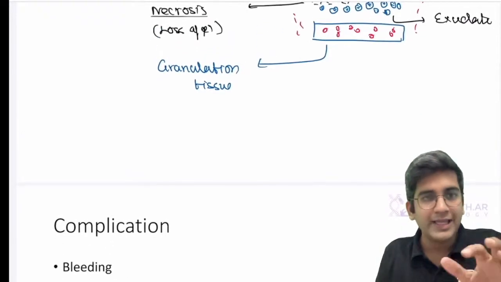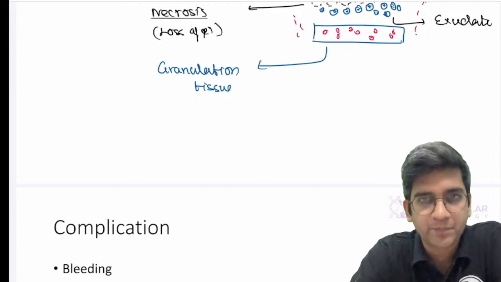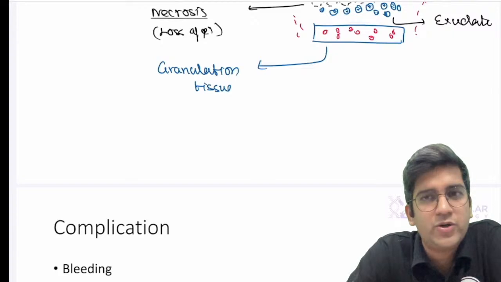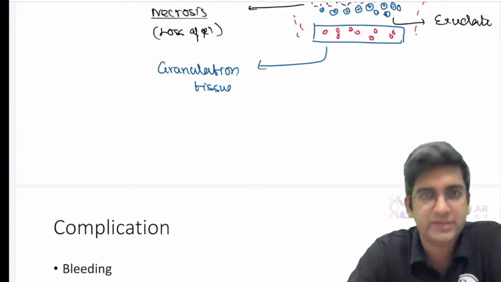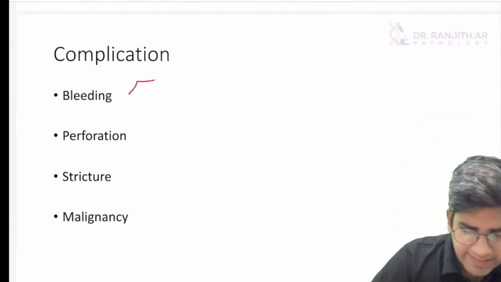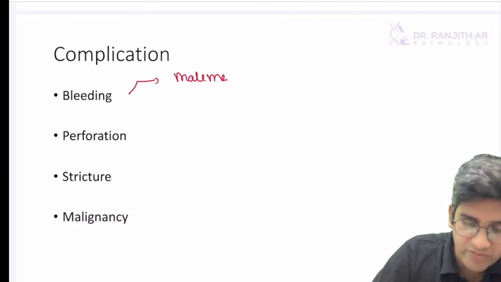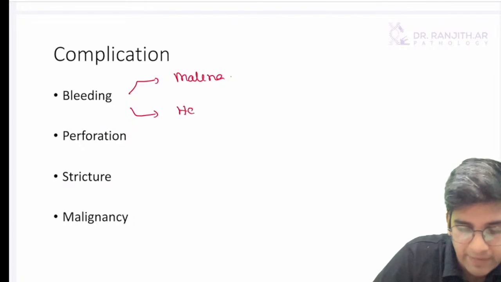Complications are important. Can anyone enumerate in what all ways an ulcer can complicate? Gastric ulcers and duodenal ulcers, any one of them. You will have chances of bleeding, right? Definitely there will be a chance of bleeding. Bleeding will be in the form of melena, most likely in case of a duodenal ulcer. Bleeding may form hematemesis.